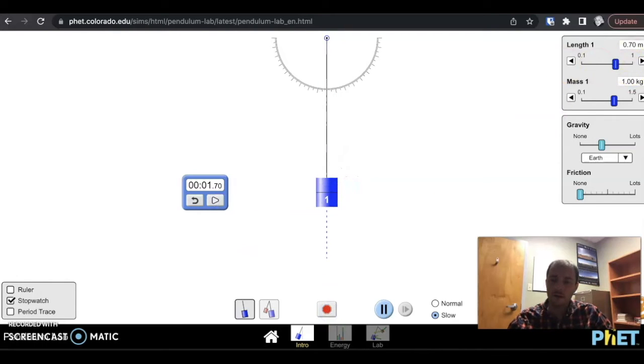On the right-hand side here, we have some different measurement options for you. So you have a slider here that can change the length of the pendulum between 0.1 and 1 meter, and just by adjusting that slider you can adjust the length of the pendulum. If you want to try to recreate that experiment that I demonstrated showing how the mass affects the period or not, you can play with the mass slider.